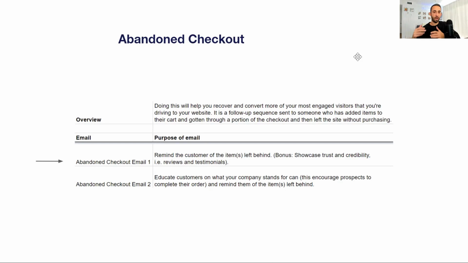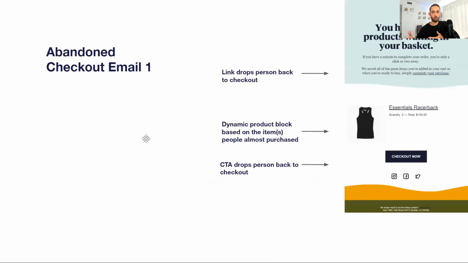So email 1 is the abandoned checkout email, where we're going to focus on reminding the customer of the item or the items left behind. And then we want to showcase trust and credibility in the form of reviews or testimonials, if applicable. So this is just going to be a simple email where we look at one of our clients that we had worked with in the past. "You have IBEX products waiting in your basket" has a link that dynamically takes people back to checkout. That way, all they have to do is enter their billing info and press buy, pretty easy. We're going to dynamically show people the product or the products that they almost purchased. And then we're going to have a call to action that drops people back at checkout, right? Simple gets the job done, guys.